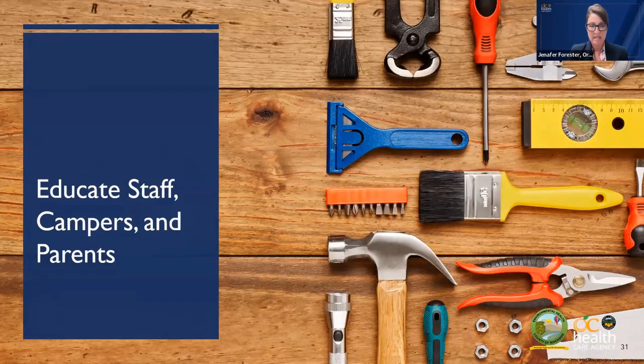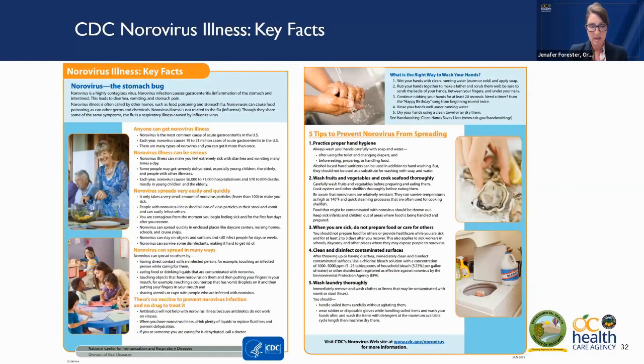We're now going to go ahead and take a look at some tools that would help educate staff, campers, and parents. CDC has developed a norovirus illness key facts sheet that provides information on controlling the spread of norovirus, commonly known as the stomach bug, and provides 5 tips to prevent norovirus from spreading. Those 5 are practice proper hand washing, wash fruits and vegetables, and cook seafood thoroughly. When you are sick, do not prepare food or care for others. Clean and disinfect contaminated surfaces.